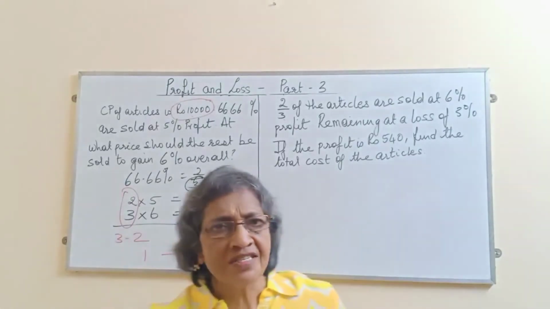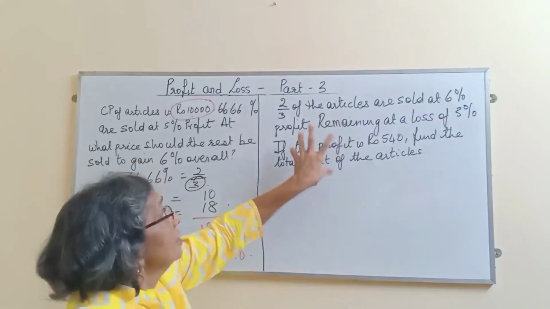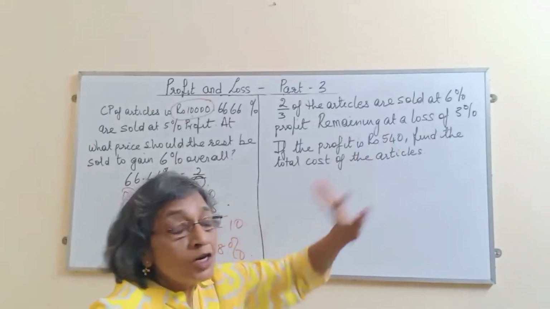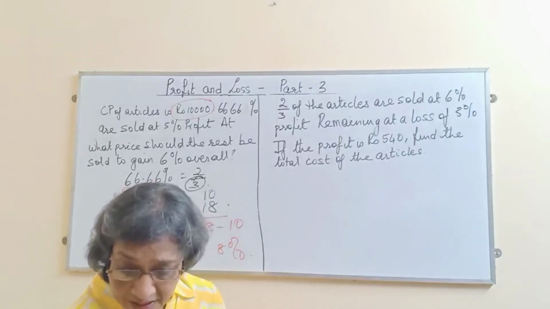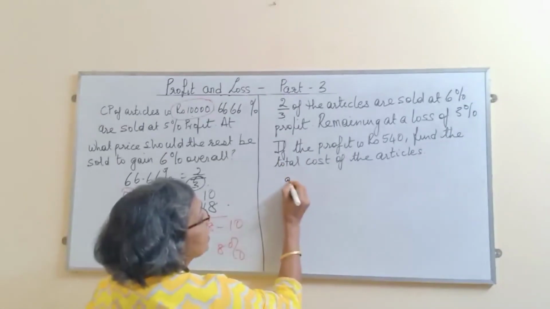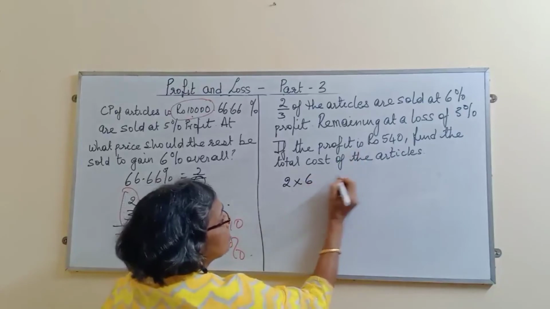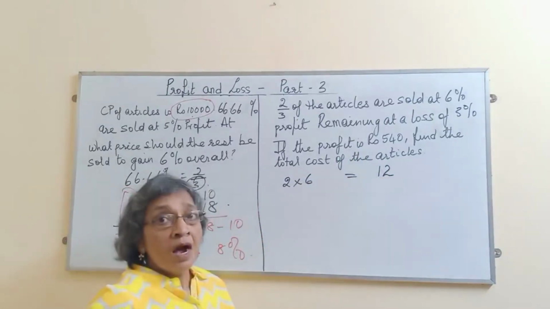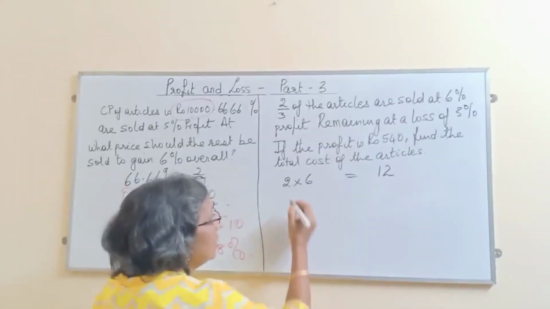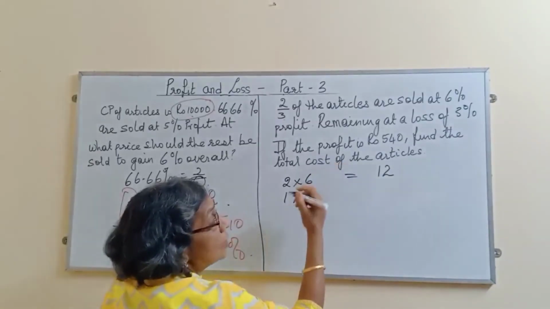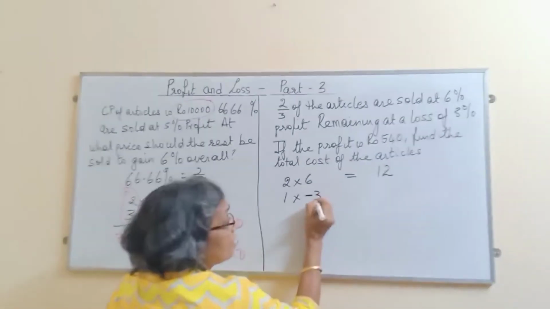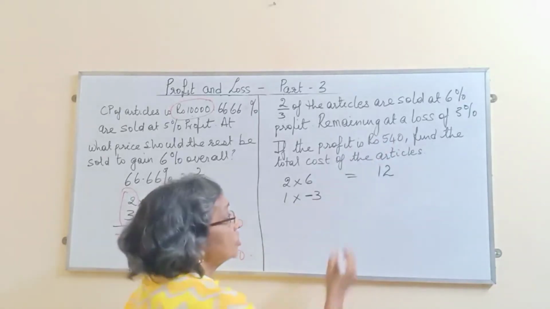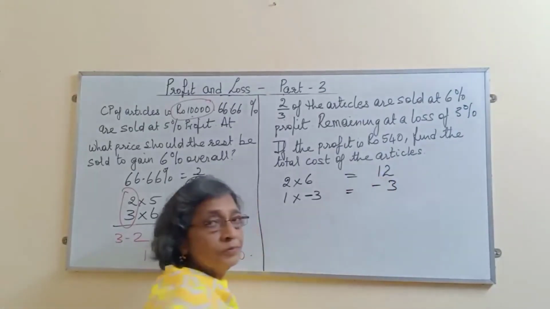A slightly different sum now. Look at this. 2/3 of the articles are sold at 6% and the remaining at a loss of 3%. So now let us take this. So 2/3, that means 2 of the articles are sold at 6% profit, which is 12, and the remaining 1 is sold at a loss of 3%. So the loss, I will write it as -3. Why -3? Because it's a loss. So this would be -3 here.